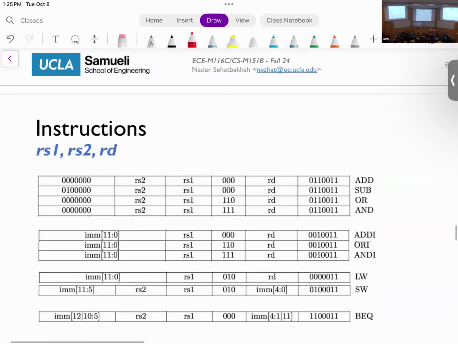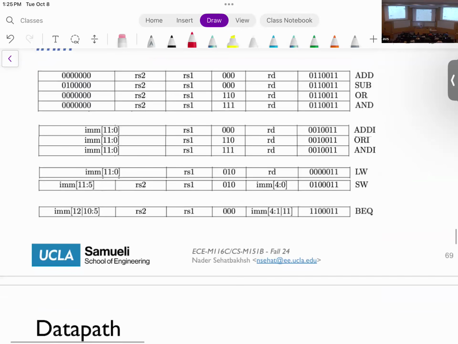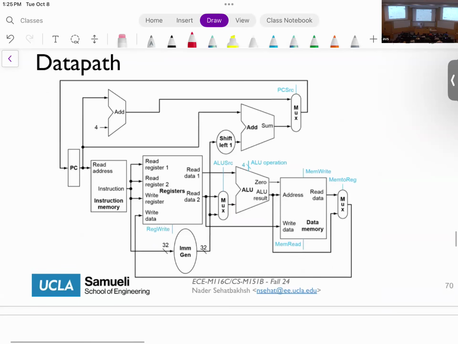Let's continue. As I said, we're going to build this based on what I showed you for those 10 instructions. So this is the data path that we're going to generate for those 10 instructions. Again, if I wanted to add, for example, store byte, I would need to change this part a little bit. So for now, I'm assuming that I'm only supporting those 10 instructions. So let's go over this design together.